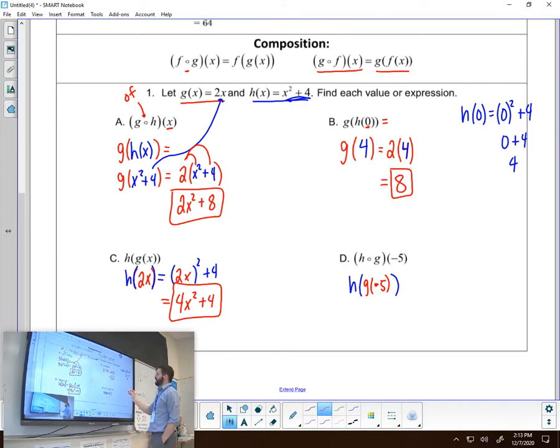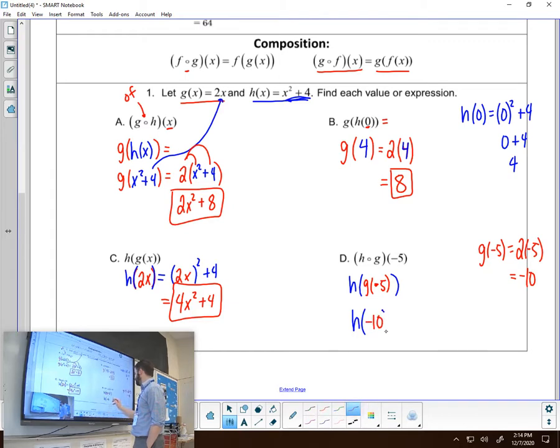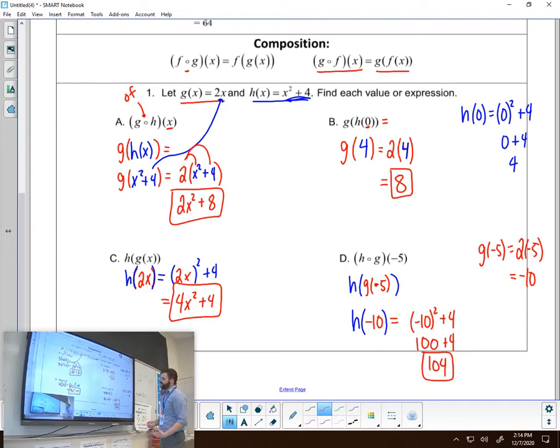So let's figure out what g of -5 is. If I have g of -5, that's going to equal 2 times -5. Okay, 2 times -5 is -10. So we're going to replace that g of -5 with a -10. All right, so now we just need to plug in -10 for h. So we're going to go parentheses -10 squared plus 4. Well, -10 squared is 100. 100 plus 4 is 104.